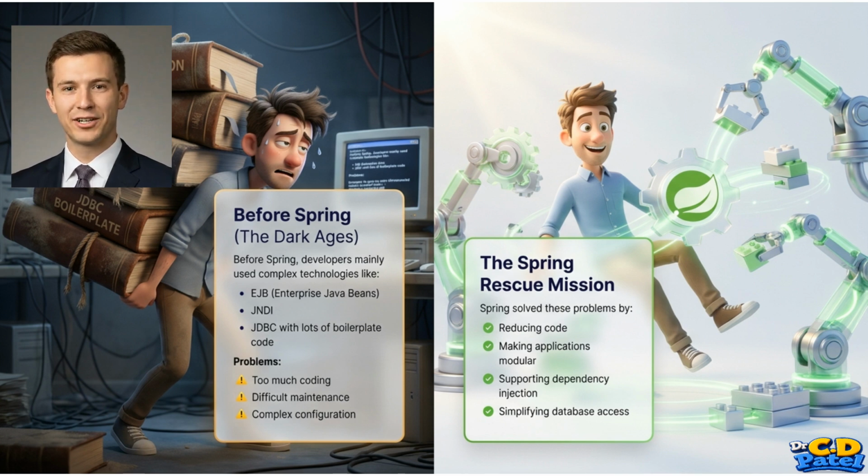Before Spring became popular, Java developers often worked with technologies such as EJB, JNDI, and JDBC. These technologies were useful, but developers often had to write a lot of repetitive code. We call this kind of repeated code boilerplate code. Imagine carrying a huge stack of books every time you want to study just one topic. It works, but it is tiring and inefficient.